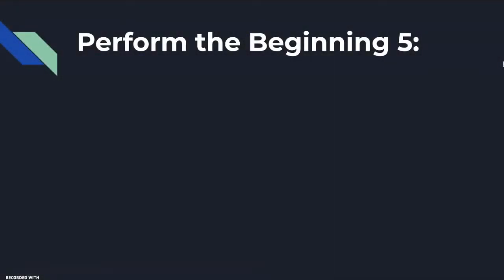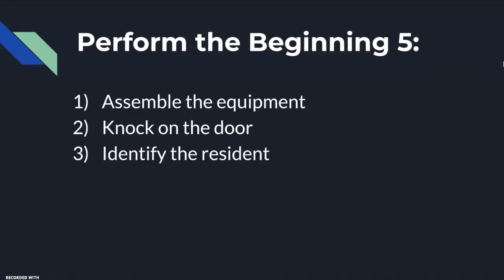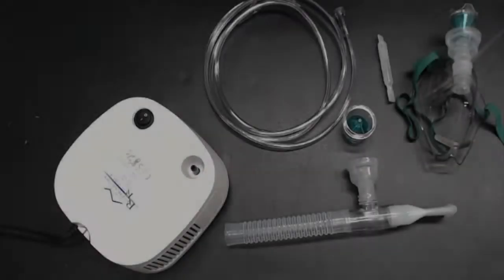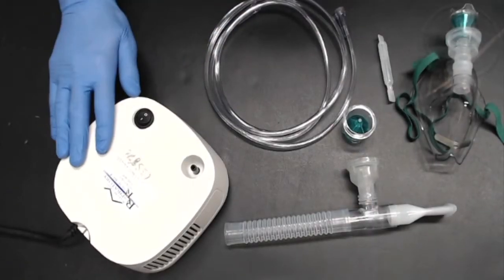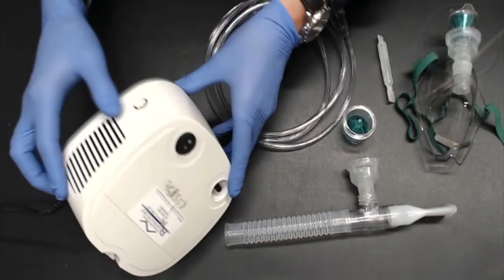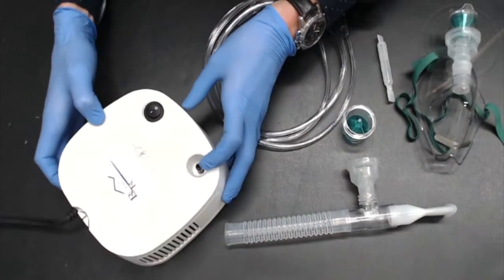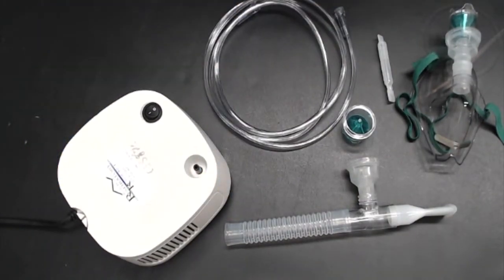Before starting, you'll want to perform the beginning 5, and that is to assemble the equipment, knock on the door, identify the resident, explain the procedure and provide privacy, and conduct hand hygiene. Then you'll want to set the controls and the flow rates on the nebulizer machine according to the order, and in most cases, these controls are not present on the machine, but it's something to be aware of.